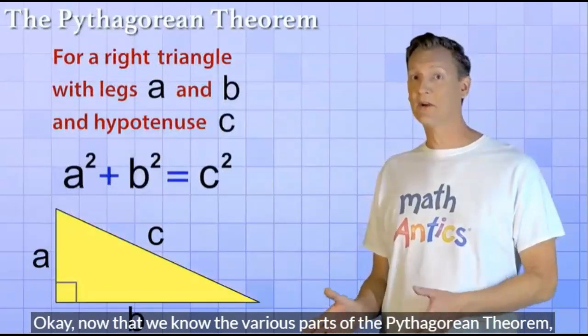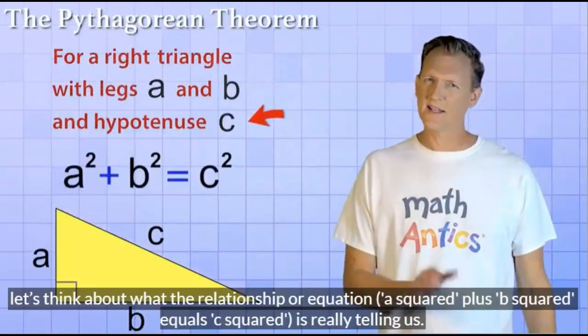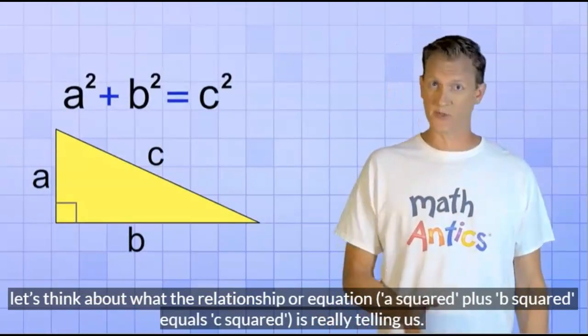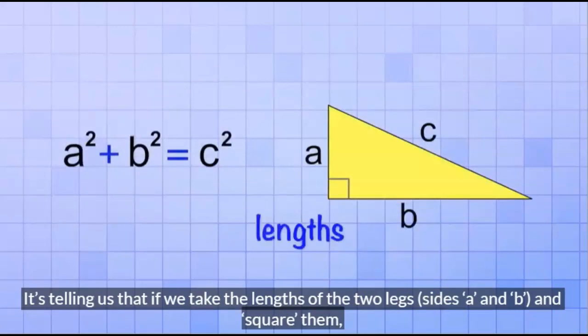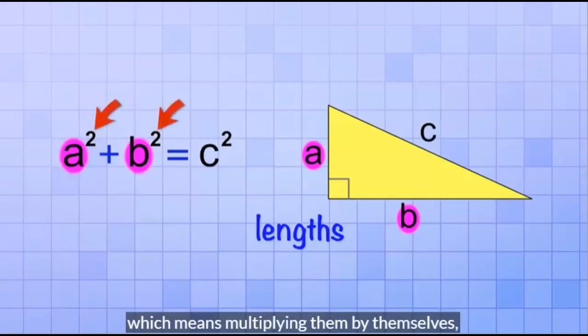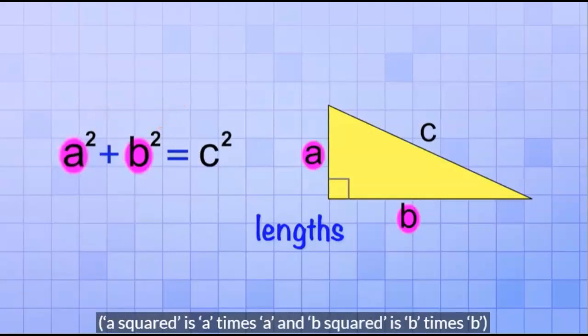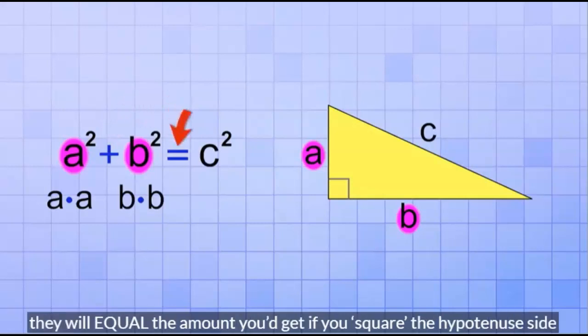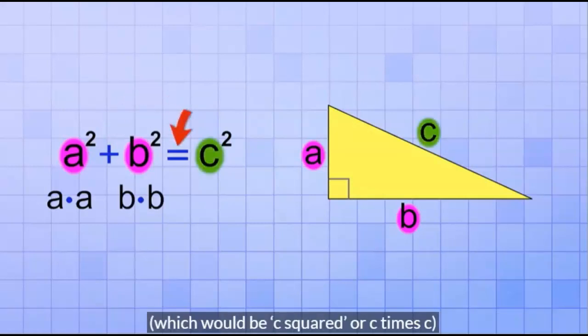Okay, now that we know the various parts of the Pythagorean theorem, let's think about what the relationship or equation a squared plus b squared equals c squared is really telling us. It's telling us that if we take the lengths of the two legs, sides a and b, and square them, which means multiplying them by themselves, a squared is a times a, and b squared is b times b, and then if we add those two squared amounts together, they will equal the amount you'd get if you square the hypotenuse side, which would be c squared or c times c.